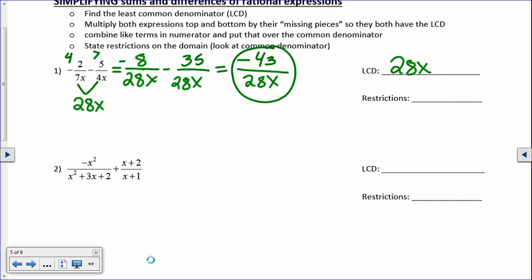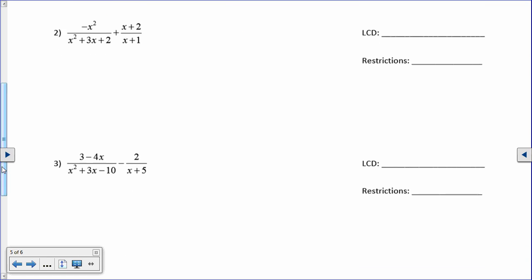Right? And restrictions always come from the denominator. Since we know what the denominator was going to be anyway, you can just write down the LCD and get the restrictions straight from there. So what would the restriction be if your common denominator is 28x? 0. Right, so your x value cannot be equal to 0 because that would cause problems. Right, let's check out the second example here.